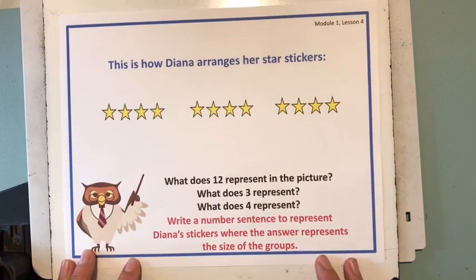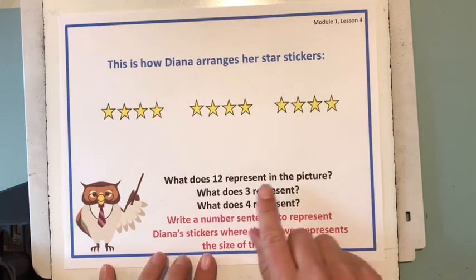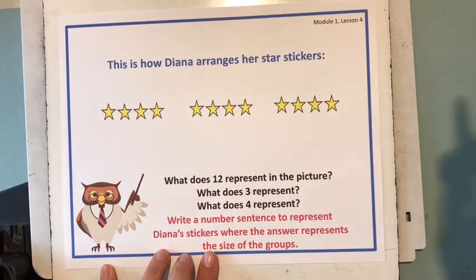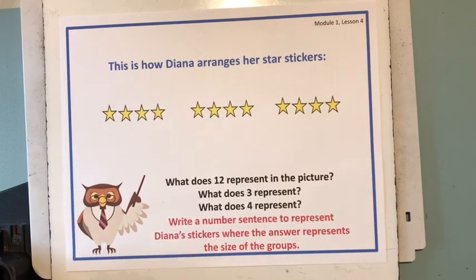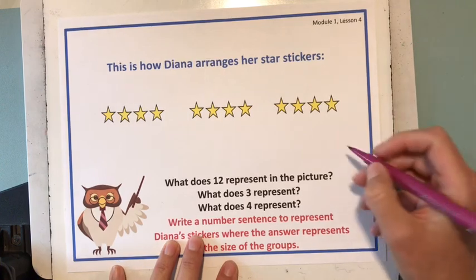All right, this is Diana. She arranged her star stickers. She got these amazing star stickers from her teacher, and she arranged them into, looks like 3 groups here. What does 12 represent? What do you think 12 represents here? You might have guessed that 12, if you were to count up all these stars, 12 is the total.